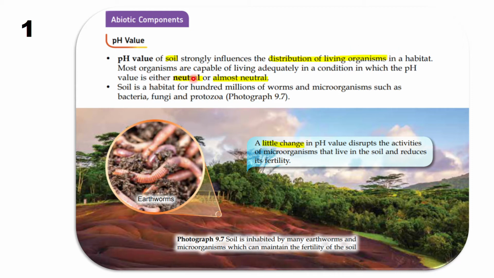Okay, in fact, most of the organisms, they are capable of living adequately in condition di mana dia punya pH tanah itu adalah neutral ataupun hampir neutral, dan soil is actually very important because they are the habitats for hundreds of millions of worms and microorganisms yang kita tidak boleh lihat dengan mata kasar, but they are there, they are present. Okay, those involve the bacteria lah, fungi lah, dan juga protozoa. Jadi, sedikit perubahan pada pH is going to disrupt the activities of the microorganisms. Okay, reduces dia punya fertility of the soil.